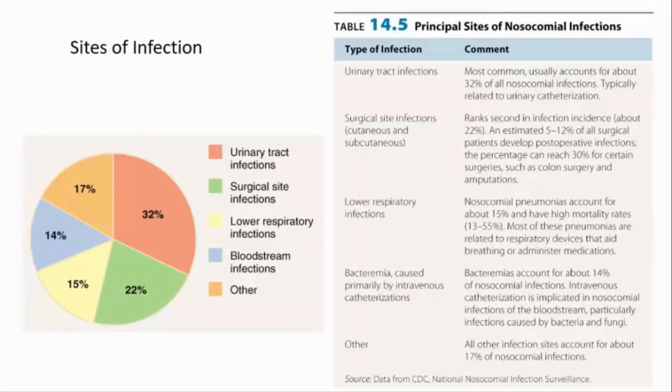32% are urinary tract infections, and a lot of times this actually comes from the idea of catheters, that sort of thing. You're actually taking something from the outside world and placing it inside the person, and so because of that, transfer can happen. Surgical site infections are 22%, lower respiratory is 15%, bloodstream infections are 14%, and then others go into this other 17%. All right, and so in this particular table, it shows you those and what are most common.